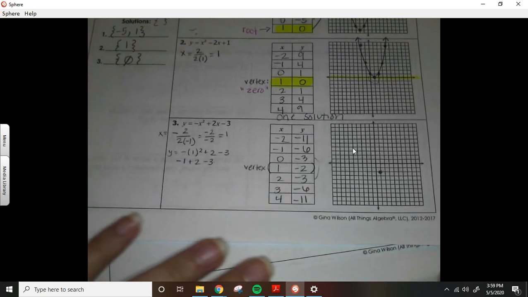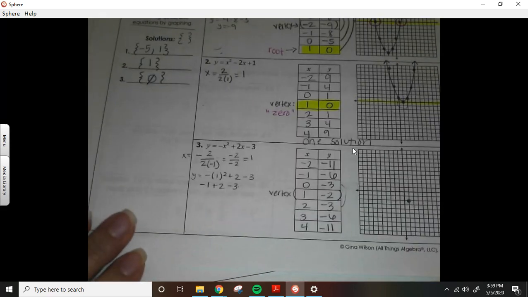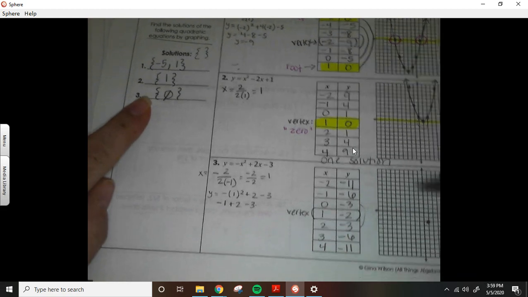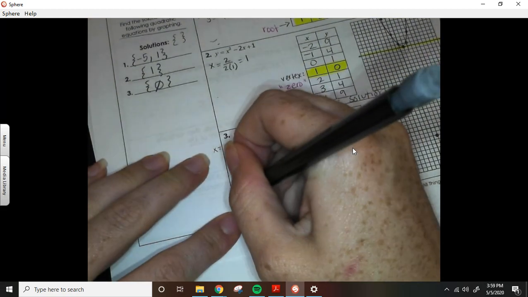So this one, our answer, because again, we want zeros, solutions, roots, is no solution. I'm going to skip graphing this one just because we filled out the table. We already figured out that there are no zeros. This is no solution.